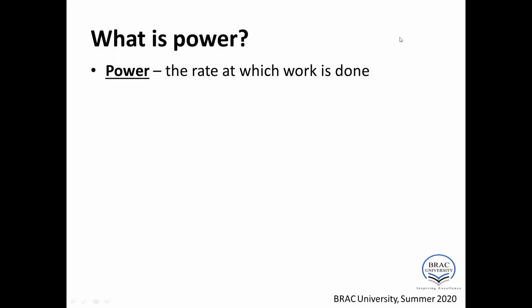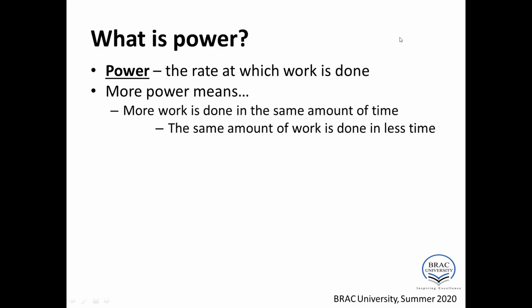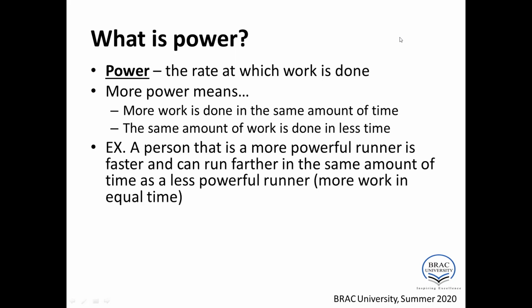Power is the rate at which work is done. So power is related with work done, and work done is related with energy. More power means more work is done in the same amount of time, or the same amount of work is done in less time. For example, a more powerful runner is faster and can run further in the same amount of time as a less powerful runner. So basically more work is done in equal time.